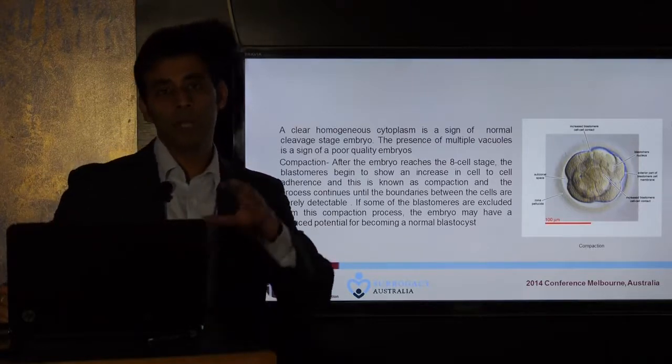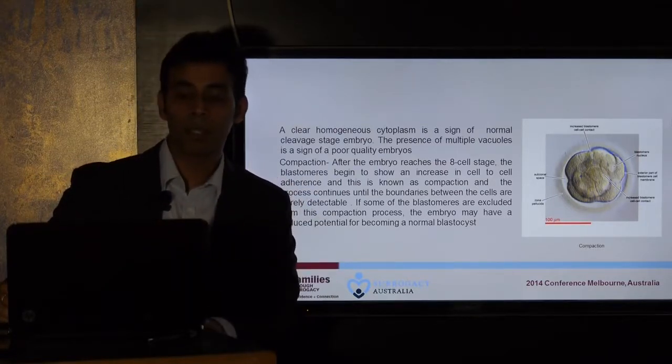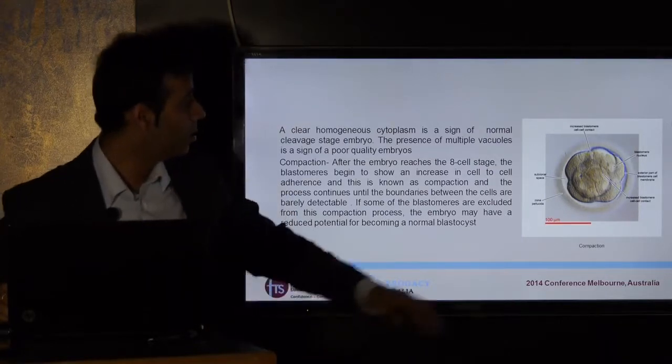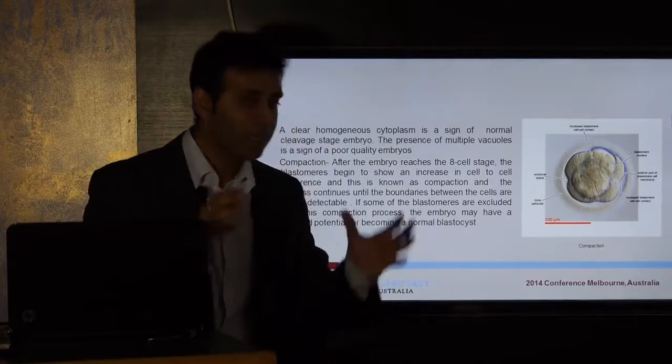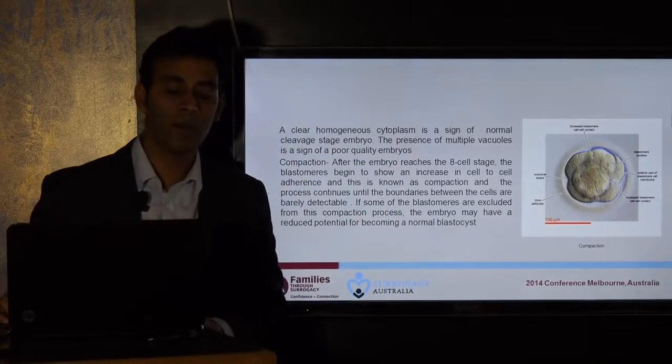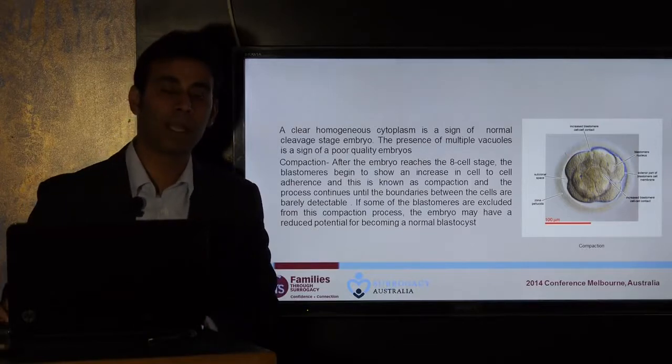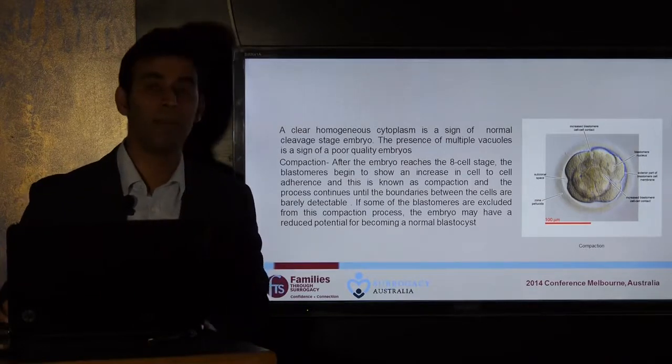If some of the blastomeres stay away from the compaction process, the embryo may have a reduced potential for becoming a normal blastocyst. As you can see in this image here, the cells are coming together. This is a sign of compaction, and it is a good sign. It means that the embryo has the potential to go to a blastocyst and hatch and ultimately implant.